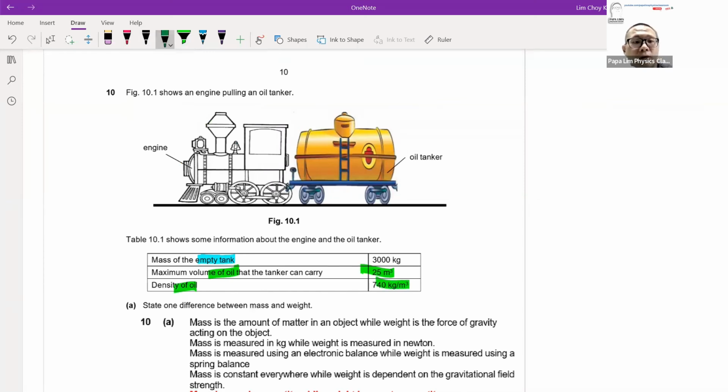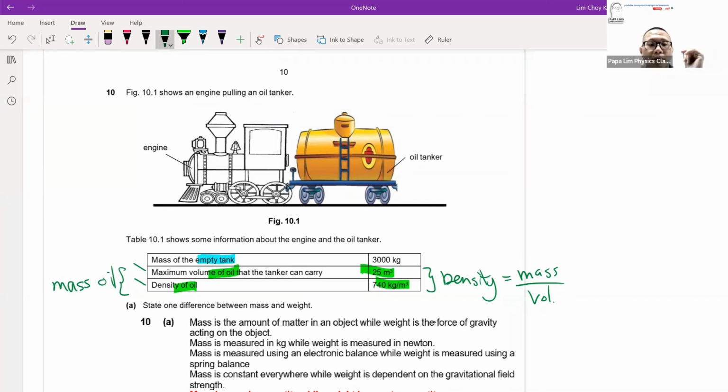The moment you talk about volume and density, you'll know that the formula for density is mass divided by volume, or mass per unit volume. So if I give you the volume and the density of the oil, I'm indirectly giving you the mass of the oil. You may just want to do a bit of working here. So the mass of oil is given.